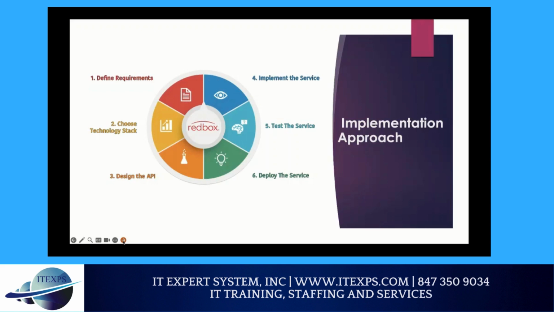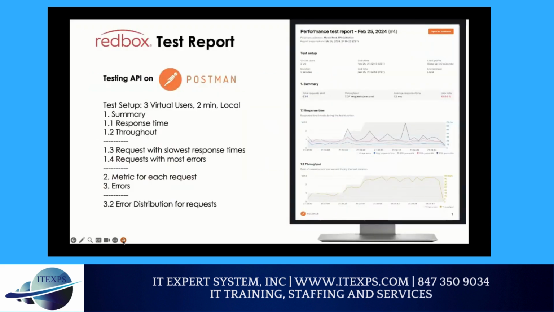After the slide, I have a test report. So this particular test was performed on Postman. It consists of 4 pages. So the test setup is 3 virtual users, 2 minutes, and it's performed locally. So the summary for this is 934 requests sent, 7.37 requests per second for an average response time of 12 milliseconds. Response time trends during the test duration, throughput rate of requests per second during the test duration.